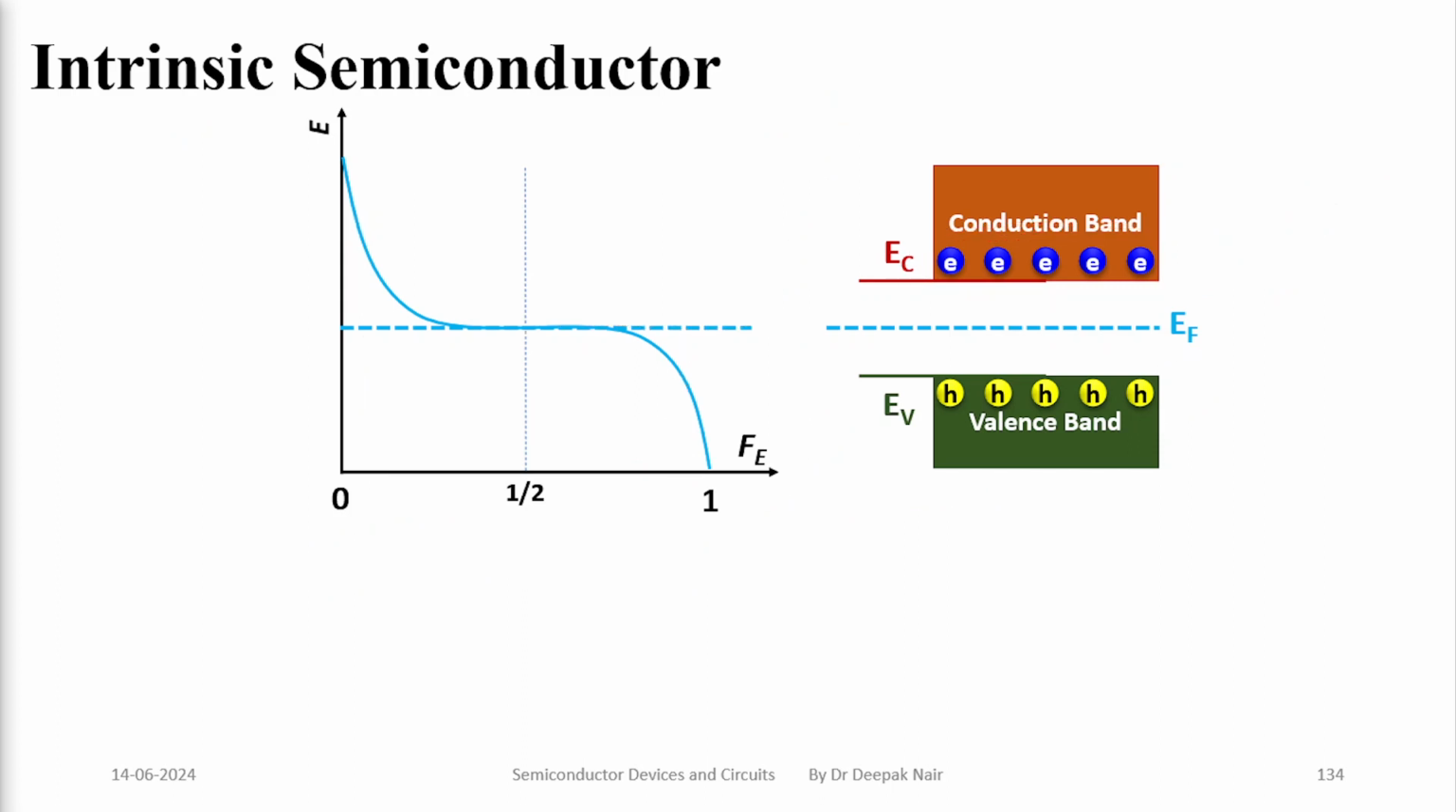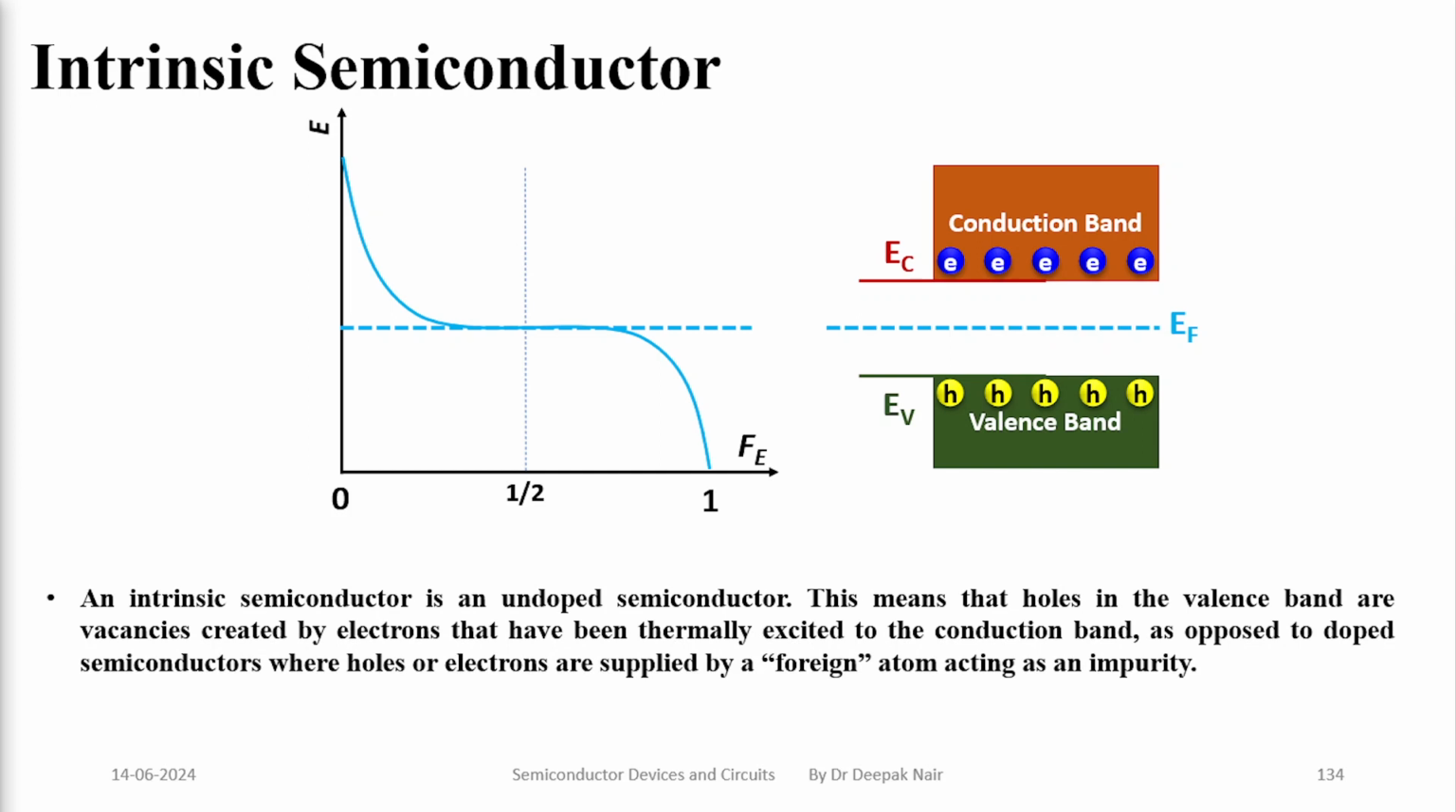So from this graph, we can say the holes in the valence band are the vacancies created by electrons that have been thermally excited to the conduction band, as opposed to doped semiconductors, where holes and electrons are supplied by foreign atoms acting as impurities, or we can call it doping.